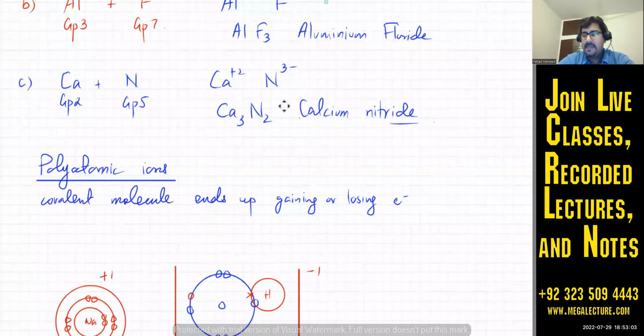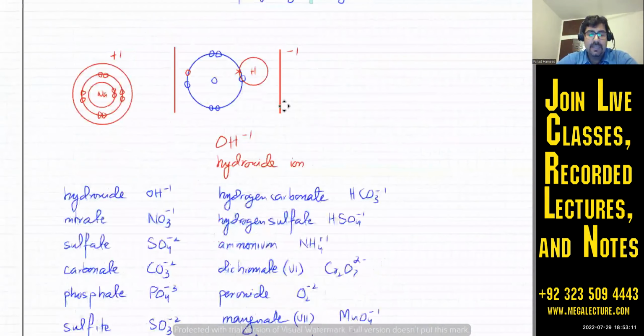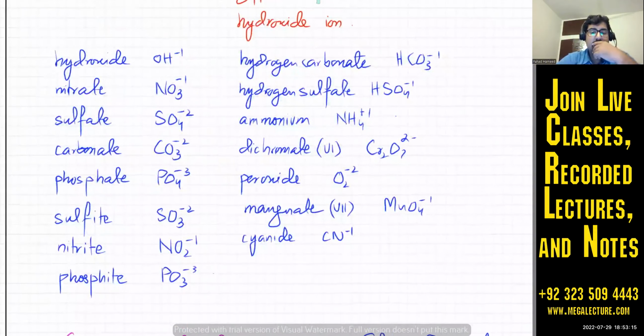And then we did discuss that it's not limited to elements. Sometimes you have molecules that end up gaining and losing electrons, and you have to remember the formulas of these molecules. So you have to remember what's a hydroxide, what's a nitrate, what's a sulfate, carbonate, phosphate, sulfite, etc.